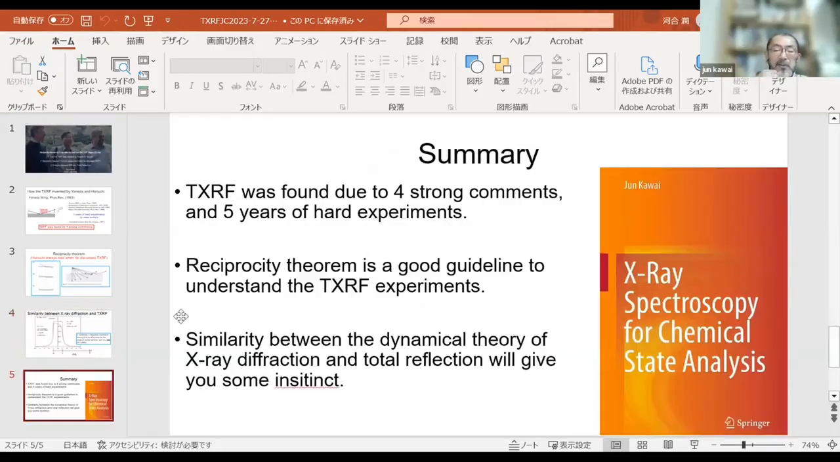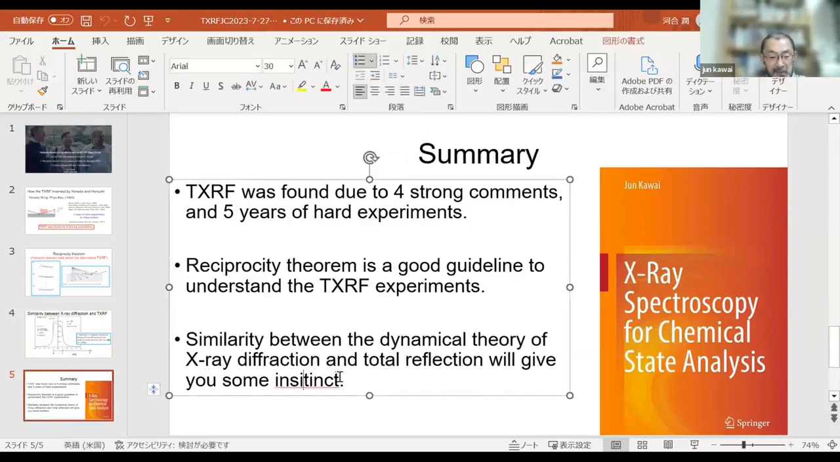So I'd like to conclude my talk. TXRF was found due to four strong comments and 5 years of hard experiments by Yoneda and Horiuchi. And the reciprocity theorem is a good guideline to understand the TXRF experiments. And the similarity between the dynamical theory of X-ray diffraction and total reflection will give you some instinct.